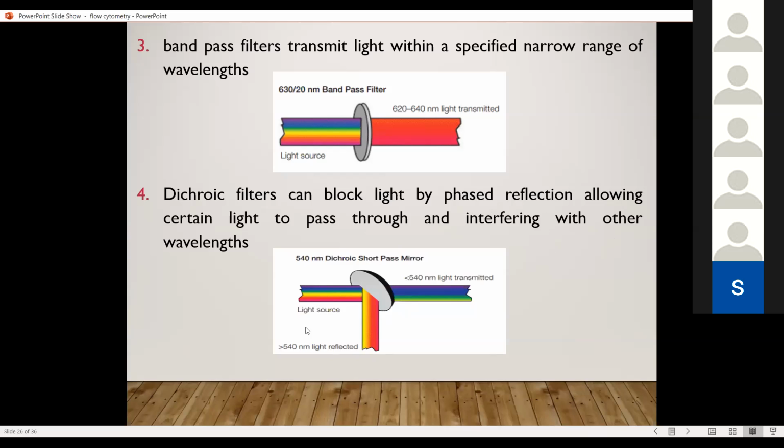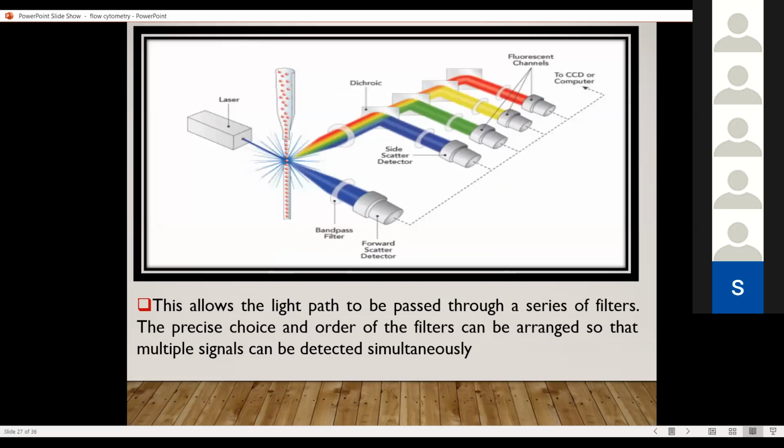It reflects other wavelengths. Likewise, light greater than 540 nanometer is reflected by these dichroic filters and light less than 540 nanometer wavelength will pass through this filter. That's why these filters are called dichroic filters. It will not absorb any kind of wavelength. It just reflects light greater than 540 nanometer and passes light less than 540 nanometer through these dichroic filters. So this is what happens in flow cytometry.